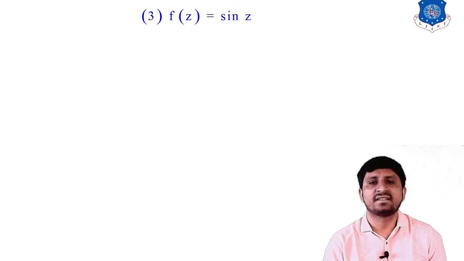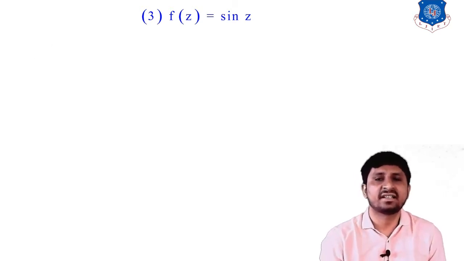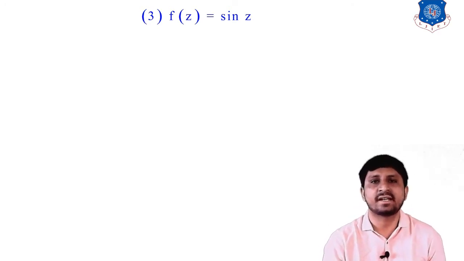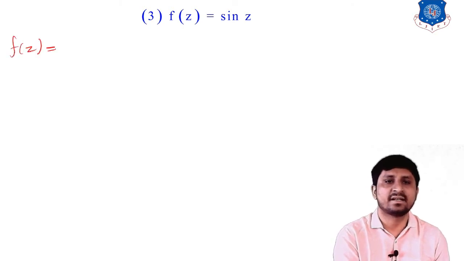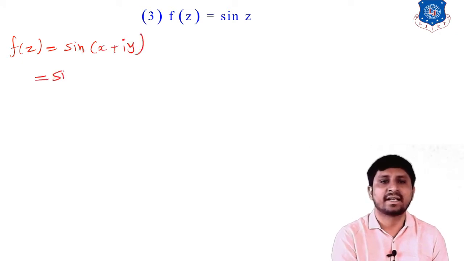So f of z is equal to sin z, and I want to check whether the given function is analytic or not, and if it is analytic, we also find f dash z in this case. So first of all, what is my f of z? That is sin z, which can be written as sin(x plus iy), and sin(alpha plus beta) can be written as sin alpha cos beta plus cos alpha sin beta.